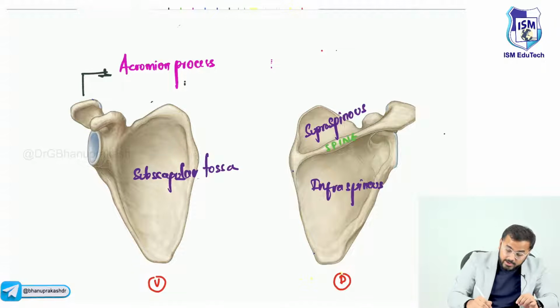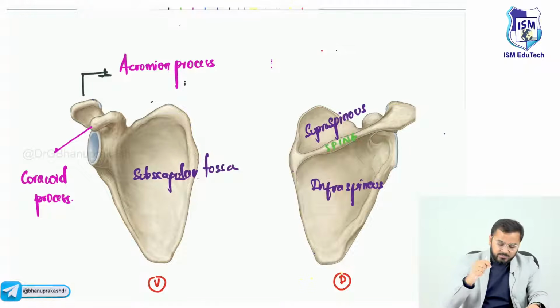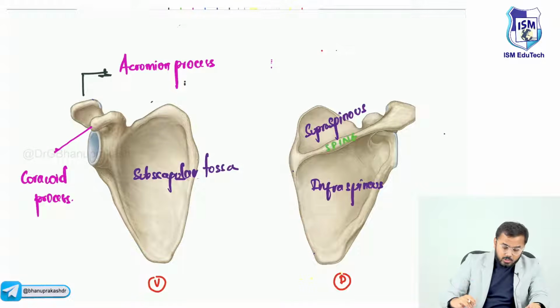Acromion process. Whereas this one over here is called the coracoid process of the scapula. Remember one thing, there are two things. One is called coracoid process, another one is called coronoid process. I will tell you what the coronoid process is. So coracoid process is different than this. Clear? Now, all of you just concentrate here, guys.